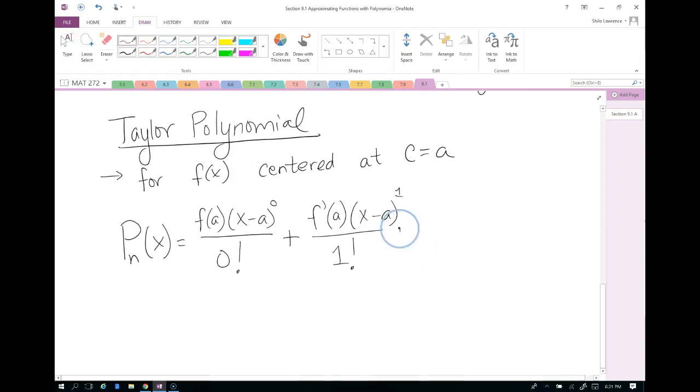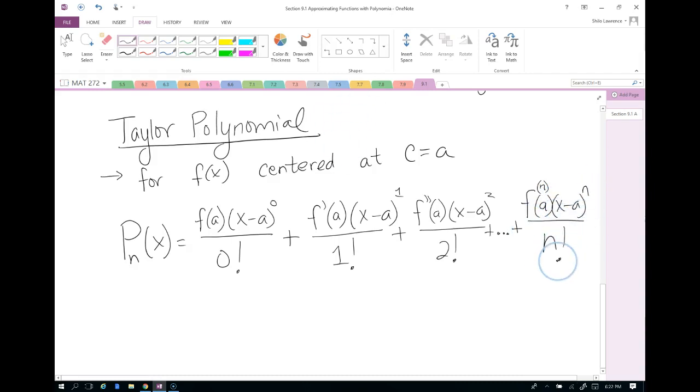If we're told to find a second degree polynomial, we're going to go out to the second derivative times x minus a squared all over 2 factorial. So hopefully now you're starting to see the pattern. So we can extend this out to any nth degree that we're asked by going out to the nth derivative evaluated at our center times x minus a to the n all over n factorial.